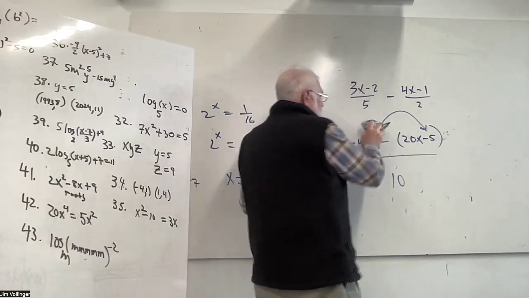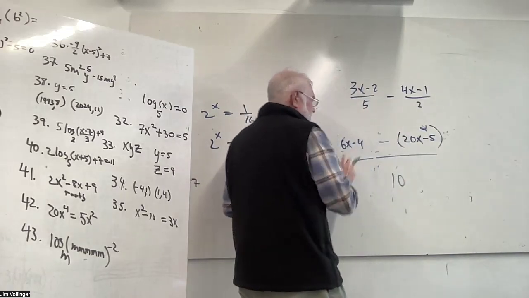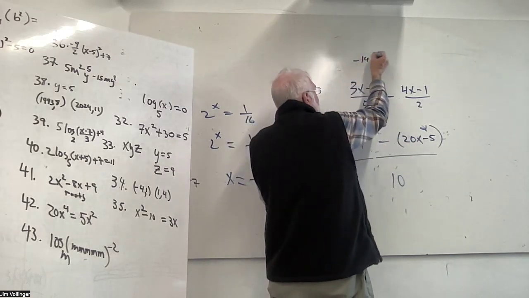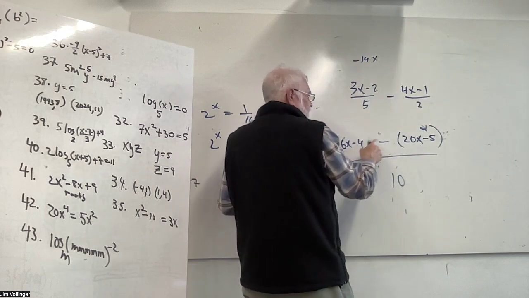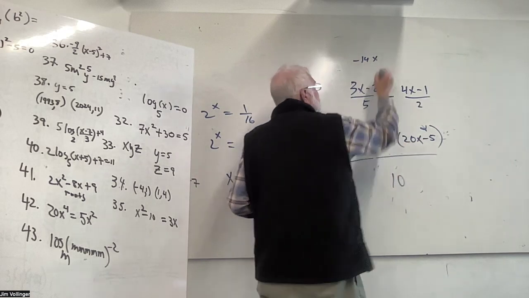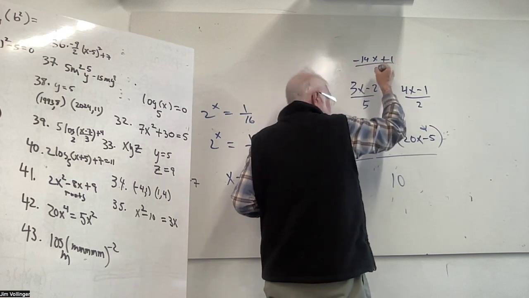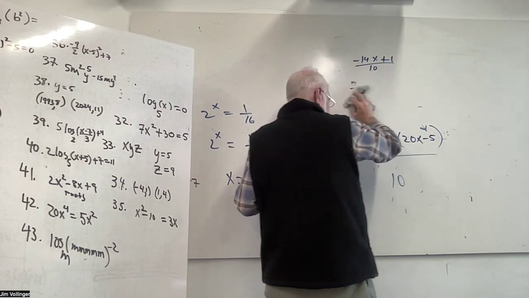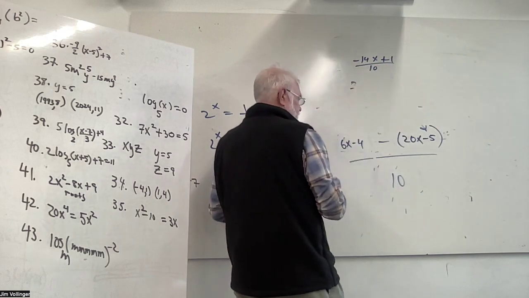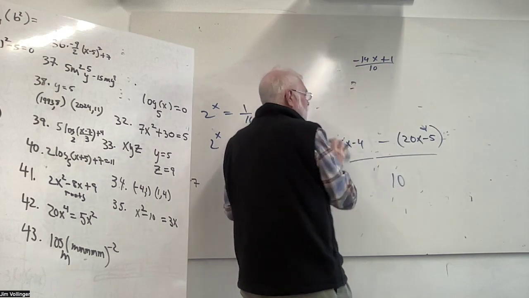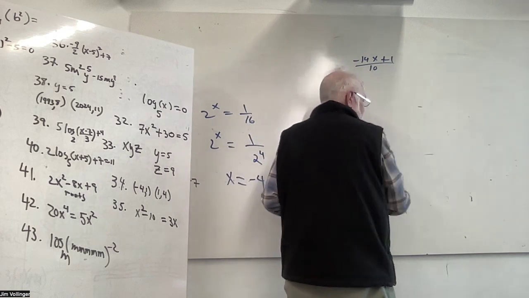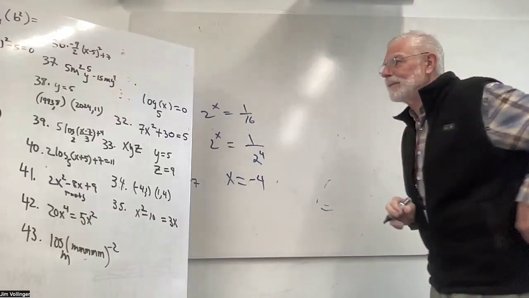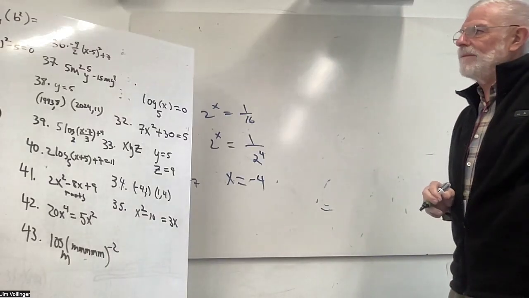Okay, so what's the final answer? Well, 6x minus 20x, I'll write it up here. 6x minus 20x is minus 14x, minus 4, minus a minus 5 is plus 1, over 10. Let's check our answer. What would be an easy number to work with here? I erased the original. All right, let's not check our answers. Just assume I didn't make a mistake at this stage, because we'll be practicing that the rest of the term.